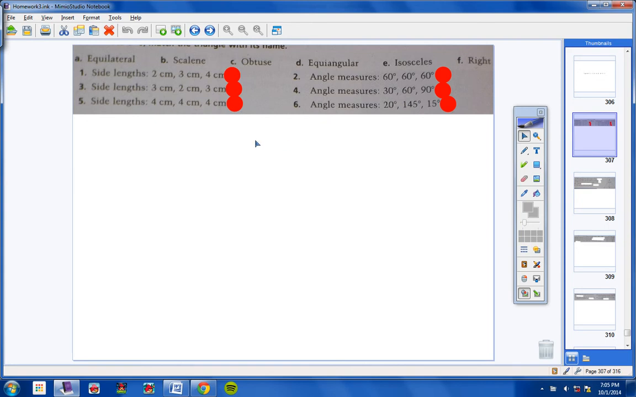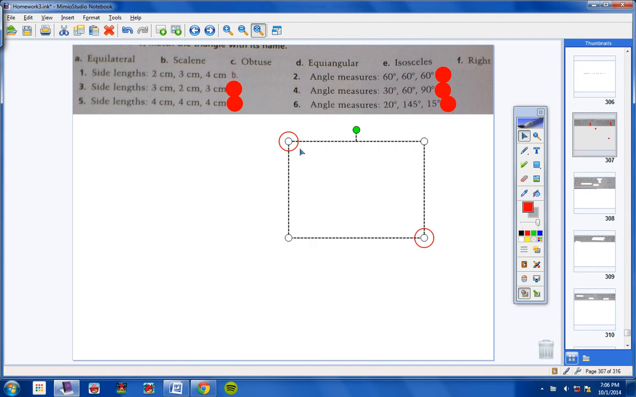Match the triangle with its name. Let's see what we've got here. Number 1, a triangle that has sides of 2, 3, and 4. Well, that means we have a triangle in which all three sides are not congruent, and that is called a scalene triangle. So number 1 should be scalene, letter B, and we actually got one right, so a miracle still happened.